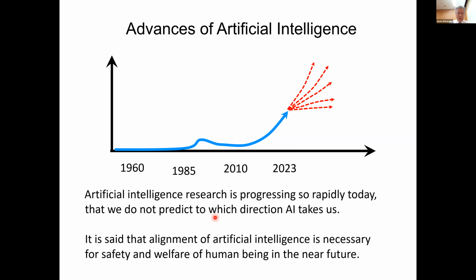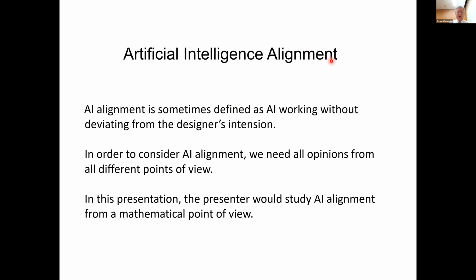So what is artificial intelligence alignment? I think there is not yet a definition of AI alignment, but sometimes AI alignment is defined as AI working without deviating from the designer's intention. Today, I talk about this point.